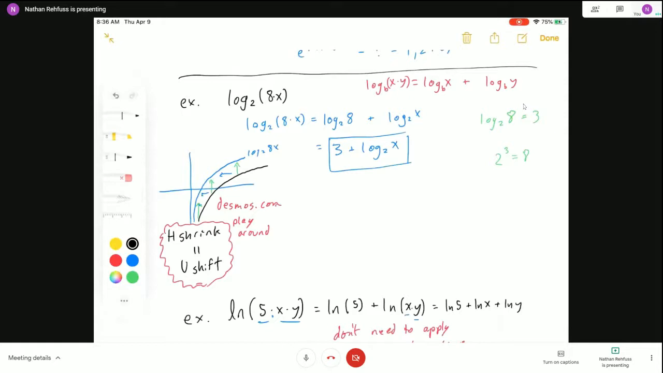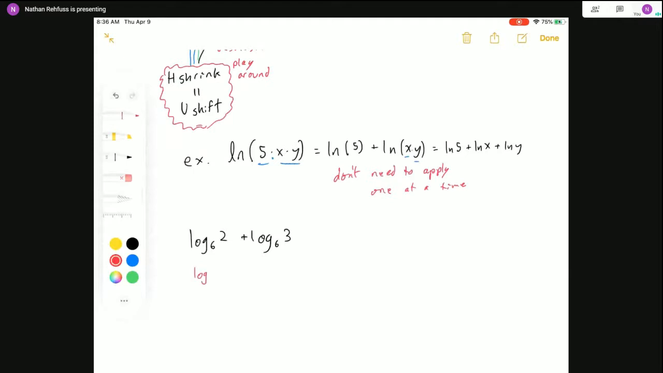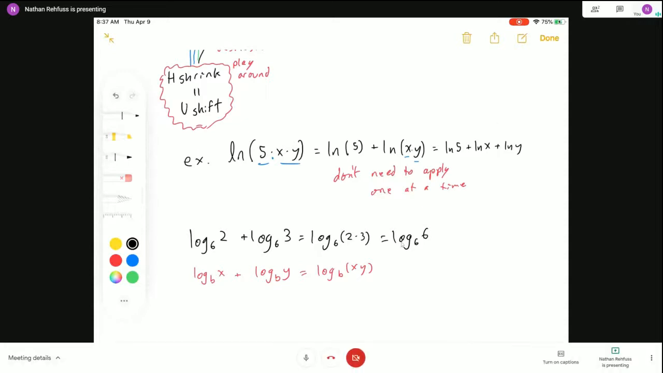Now that we have this property, I'm going to copy it down here. I'm going to say this is log base b of x, and this is log base b of y. So here x is 2, y is 3, and b is 6. And I know that the product property gives me log base b of xy. So that means that up above, I can substitute that in. This is log base 6 of 2 times 3, which is, of course, log base 6 of 6. And I know that 6 to the first power is how I get 6. So when I ask the logarithm, what power do I have to raise 6 to get a 6? Of course, the answer is 1.